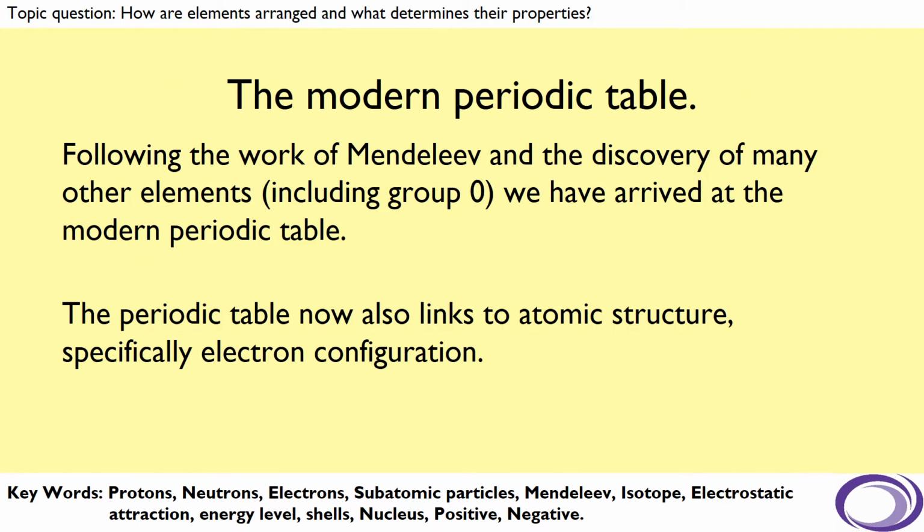Following the work of Mendeleev and the discovery of many other elements, including the entirety of group 0, we have arrived at the modern periodic table. The periodic table now also links to atomic structure, specifically electron configuration.